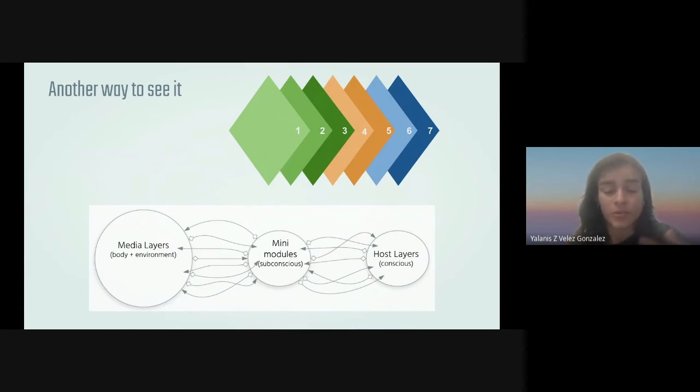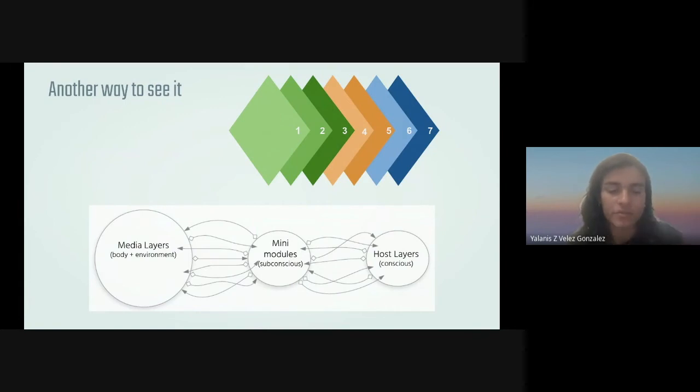This allows me to think and move and speak and breathe and do everything, digest my food, all while I'm sitting here talking to you. And so we can see in this slide that there is no direct contact between the media layers and the host layers. There's no direct contact between our environment and our conscious, all that we are aware of.